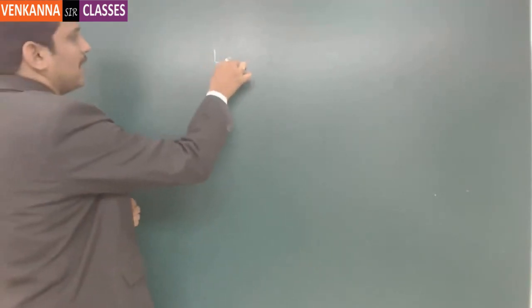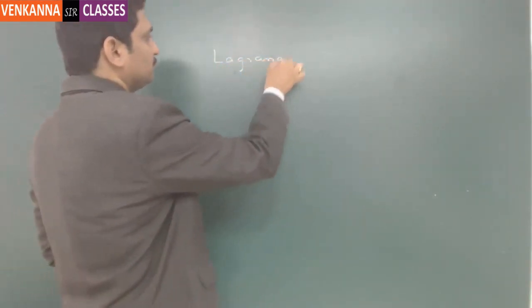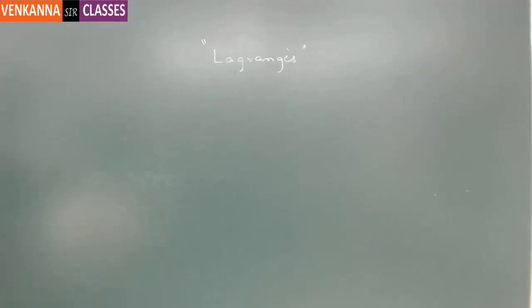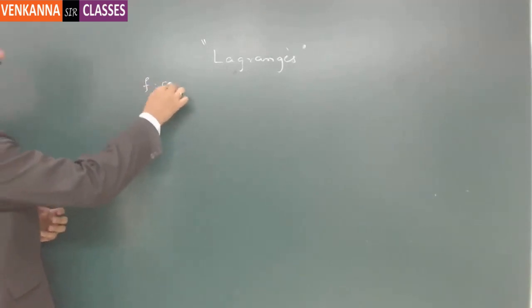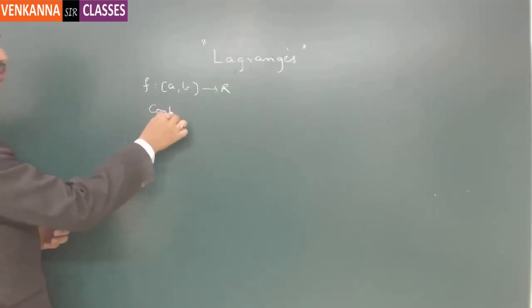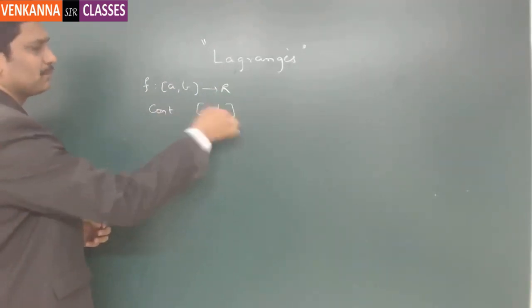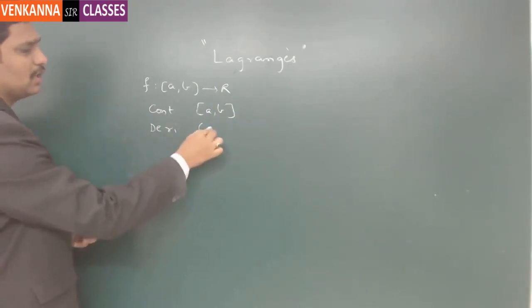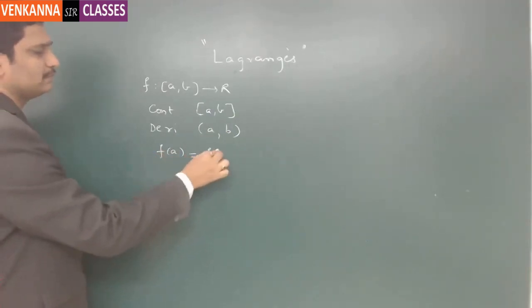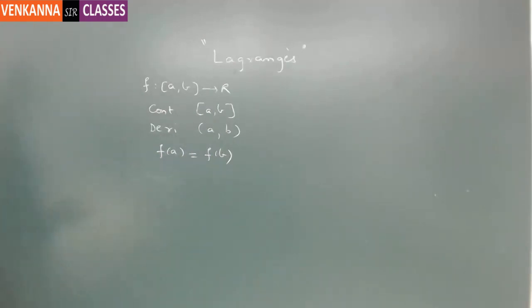Thank you. So let us start with Lagrange's mean value theorem. In Rolle's mean value theorem, we are going to check for three conditions. If you take the function f from closed interval [a, b] to R, we check for continuity on the closed interval [a, b], derivability on the open interval (a, b), and endpoints having equal values. So this is the strategy for Rolle's mean value theorem.